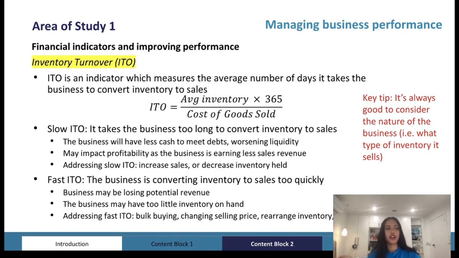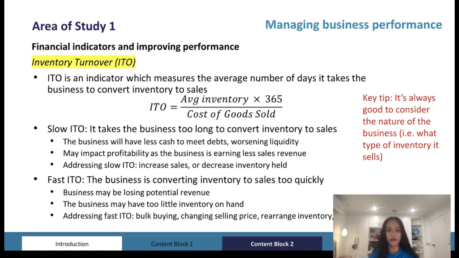And on the other hand, when there's a fast inventory turnover, this means that the business is converting inventory into sales too quickly. And this may mean that the business is losing potential revenue. And it might also mean that the business has too little inventory on hand.